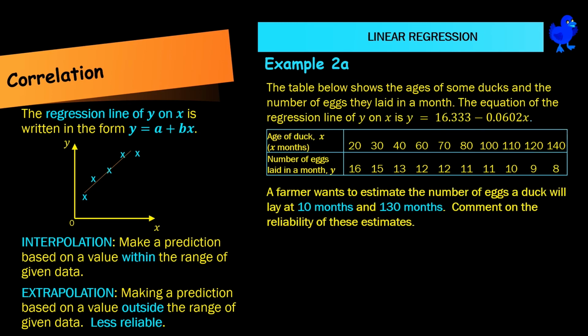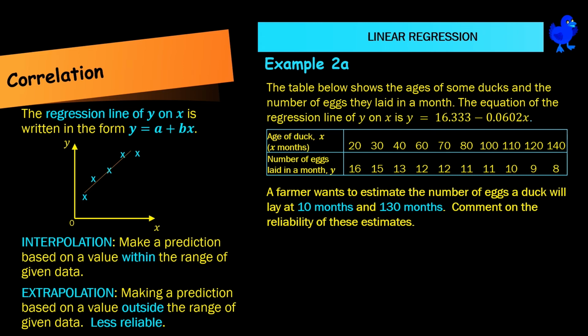So let's consider example 2a first. The table on your screen shows the ages of some ducks and the number of eggs they laid in a month. The equation of the regression line of y on x is y equals 16.333 minus 0.0602x. A farmer wants to estimate the number of eggs a duck will lay at 10 months and 130 months. Comment on the reliability of these estimates.